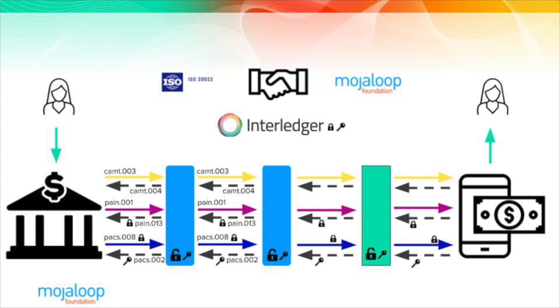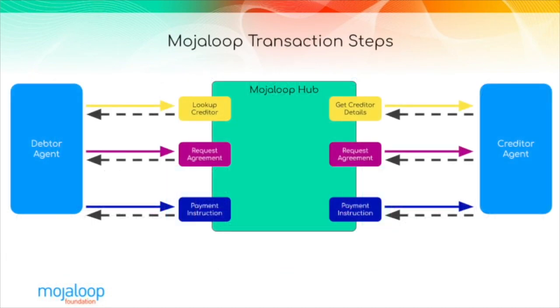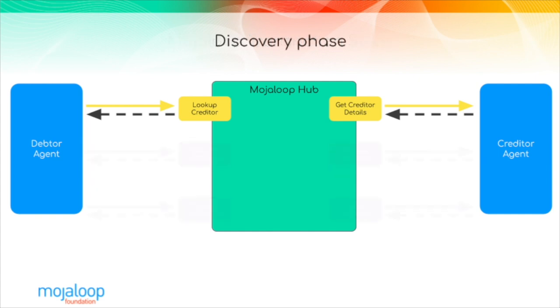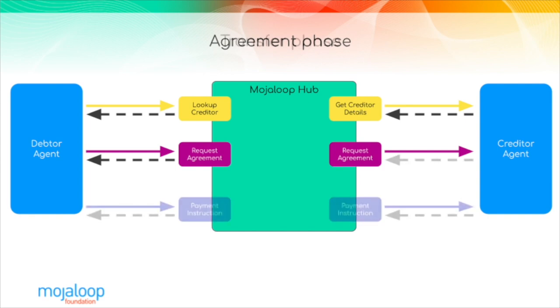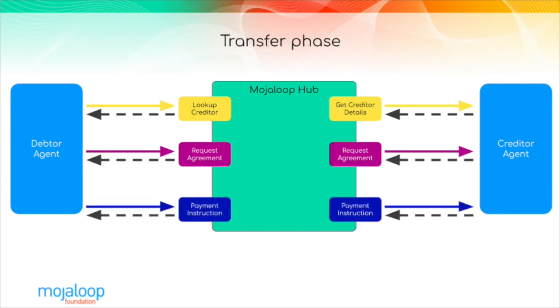To do this, we map the Mojaloop three-step transaction pattern onto ISO 20022 messages and leverage the Interledger protocol to include end-to-end data elements that connect these disparate systems. The Mojaloop three-step transaction pattern allows a debtor agent to firstly discover if the creditor identifier they have, such as a mobile number, identifies a valid creditor account to which they can route a payment. Secondly, agree the terms of the payment with the ultimate creditor agent. And finally, execute the payment instruction.